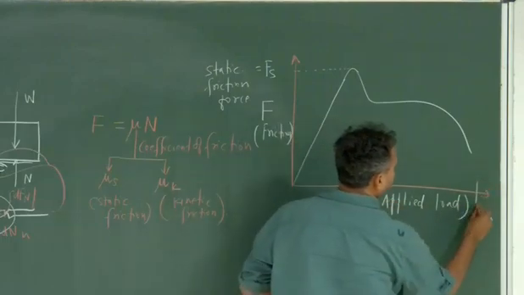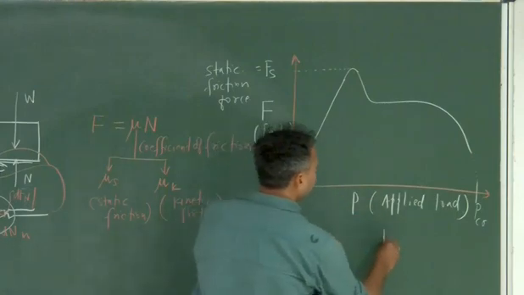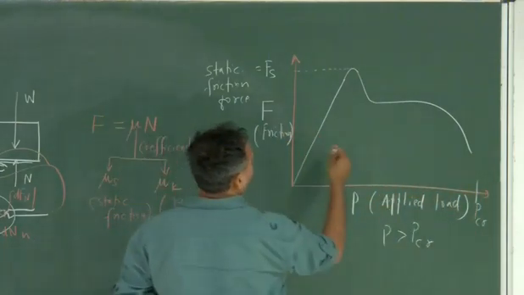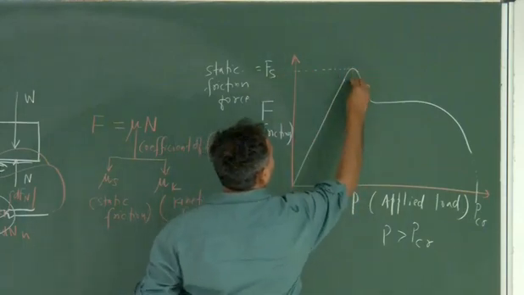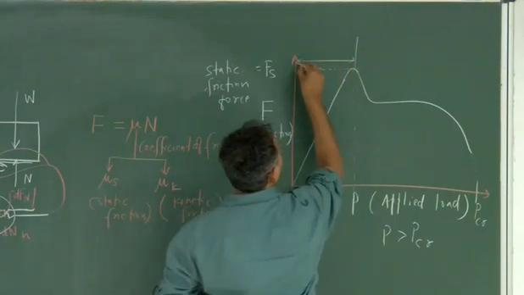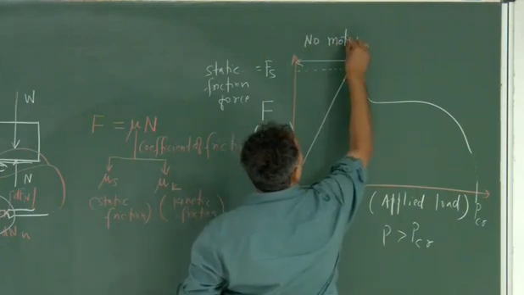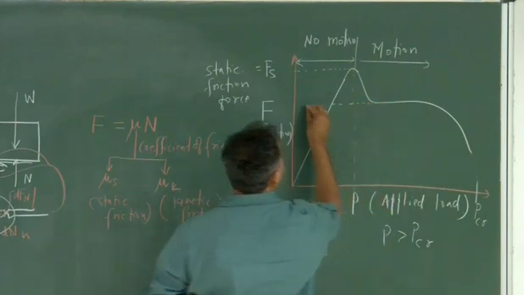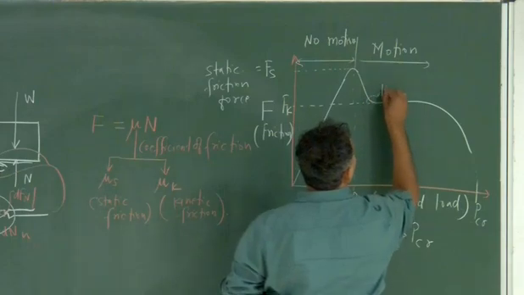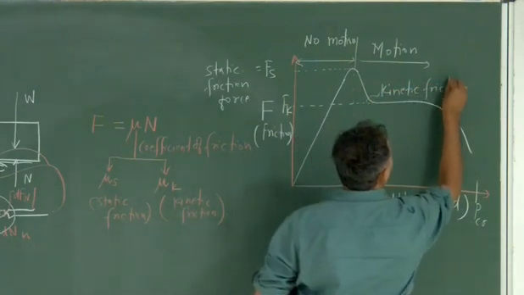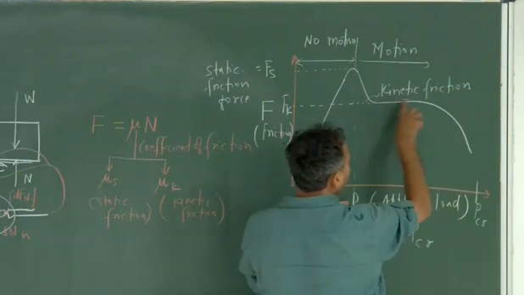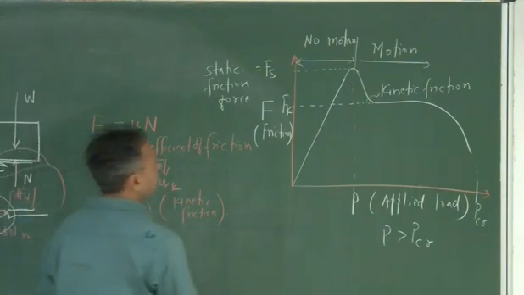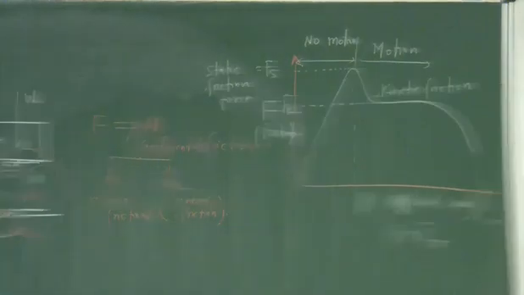And afterwards, after a certain load, if P is greater than P critical, the friction force will reduce. This is called your Fs. Up to this point, you will find that there will be no motion of your particle, and in this region you will have motion. However, the friction force will reduce, and corresponding to that is the kinetic friction force. And as you increase the applied load, at very high P, the whole body will just slide.